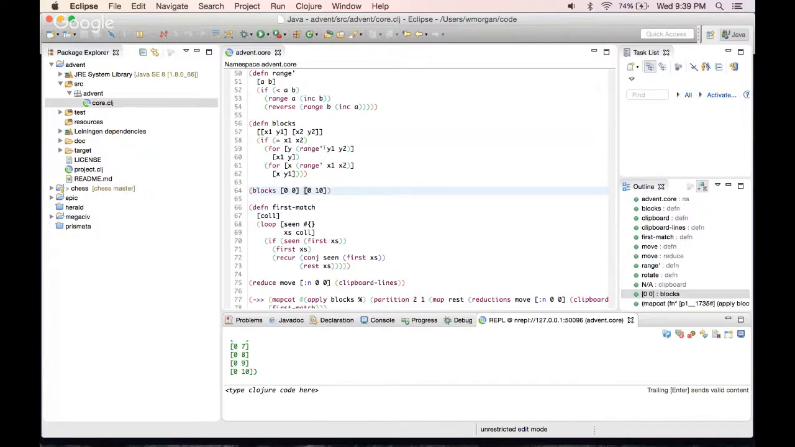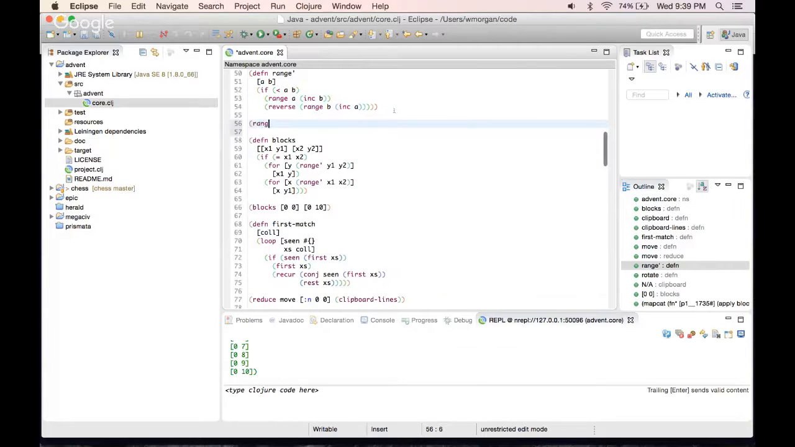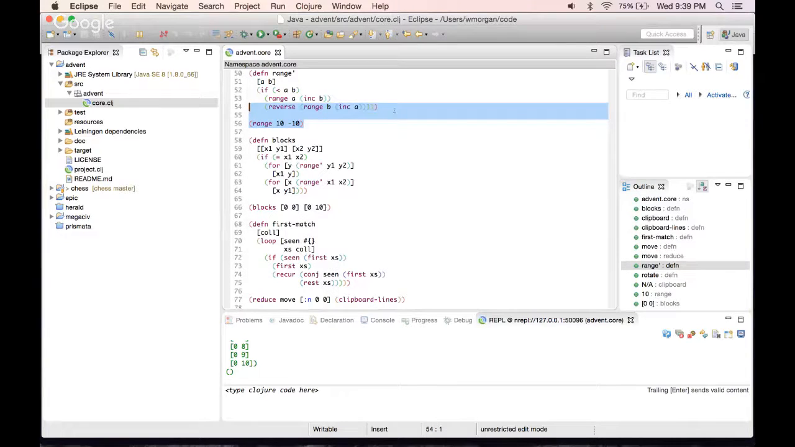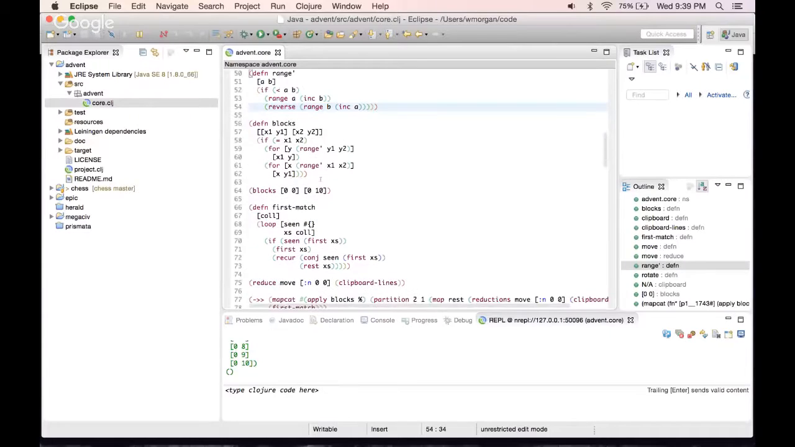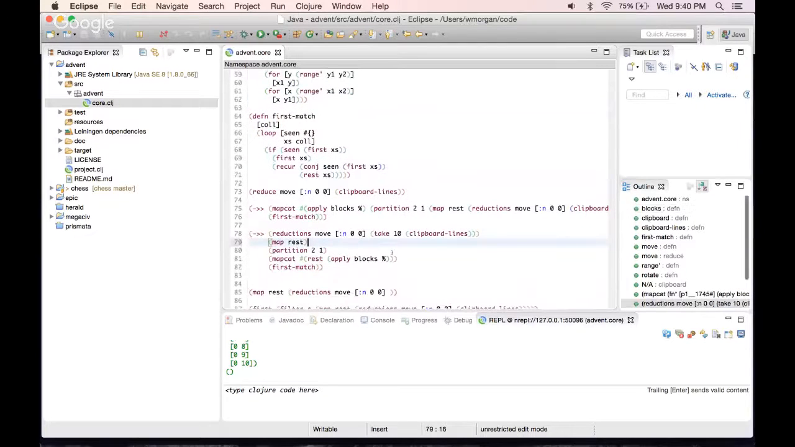I had to write this range helper function because of the way Clojure's range function works: you can't give it a range from 10 to negative 10. That will just give you an empty list. So if you are going down, I had to do this little thing here where I'm reversing the range.